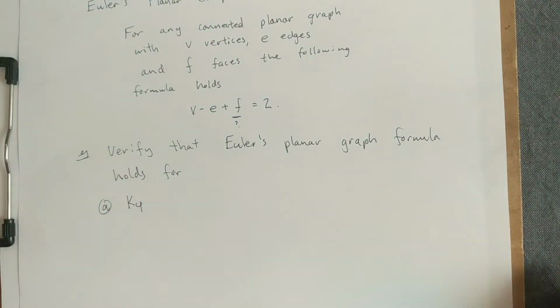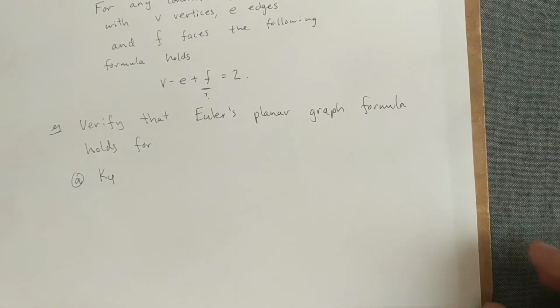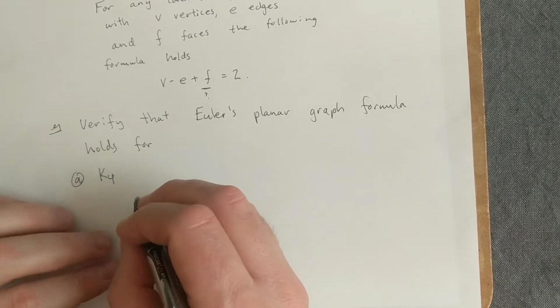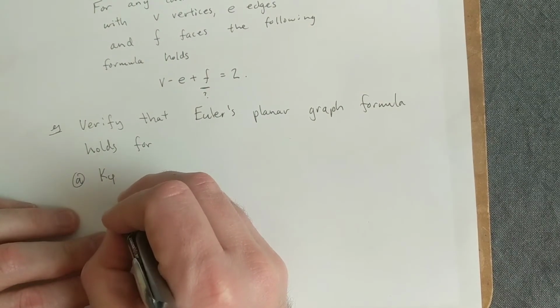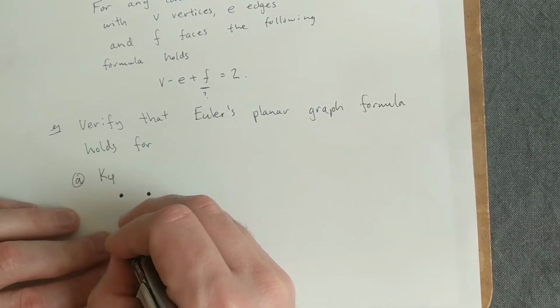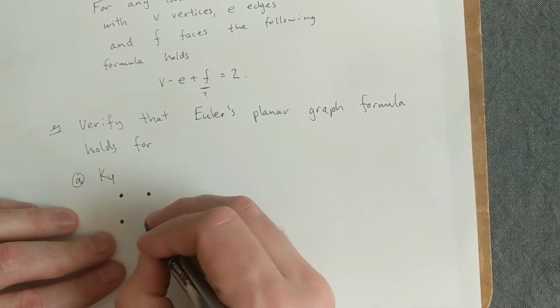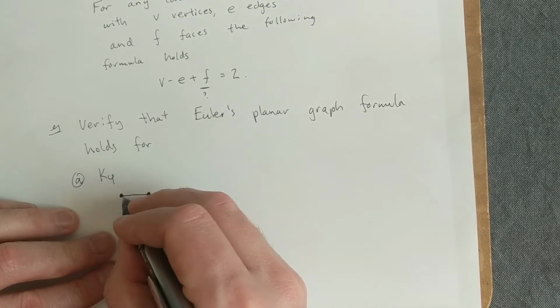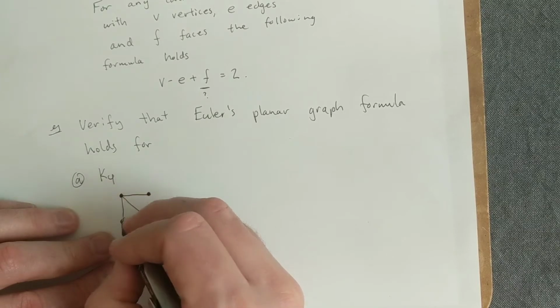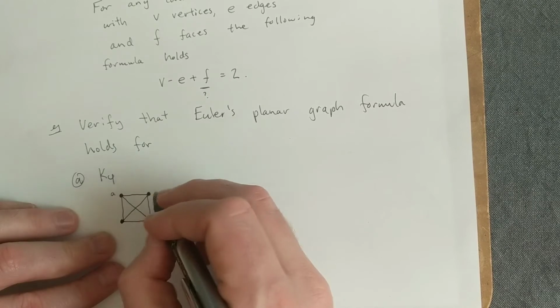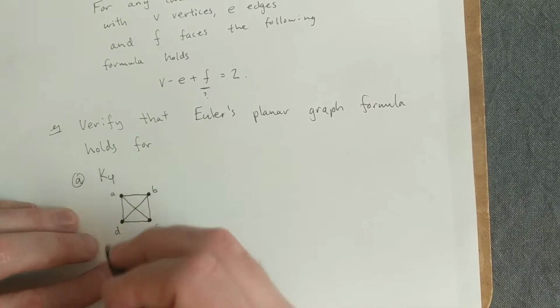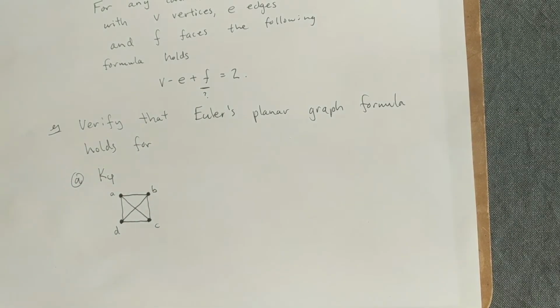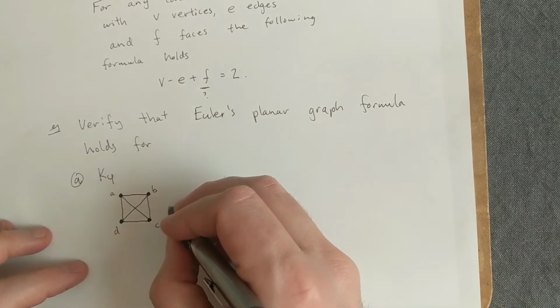So let's do an example. Let's verify that Euler's planar graph formula holds for K4. Remember what K4 is. It's the complete graph on 4 vertices, so it's 4 vertices and each vertex connects to all the other ones. The standard representation for this is usually the square with an X through the middle. But we want to draw this in a planar way so we can see how the planar graph formula works.